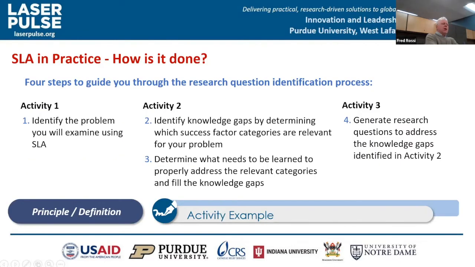Okay. Should you choose to use SLA as part of the MSI RFA, this is the process you will apply. You'll begin by identifying your problem. Then you will use the 15 success factor categories and associated checklist to identify the critical areas of focus. Then you will identify gaps in knowledge that need to be addressed. And identification of required and unaddressed categories can enhance the potential for your work to achieve its desired outcome, and this will be reflected in the research questions generated.